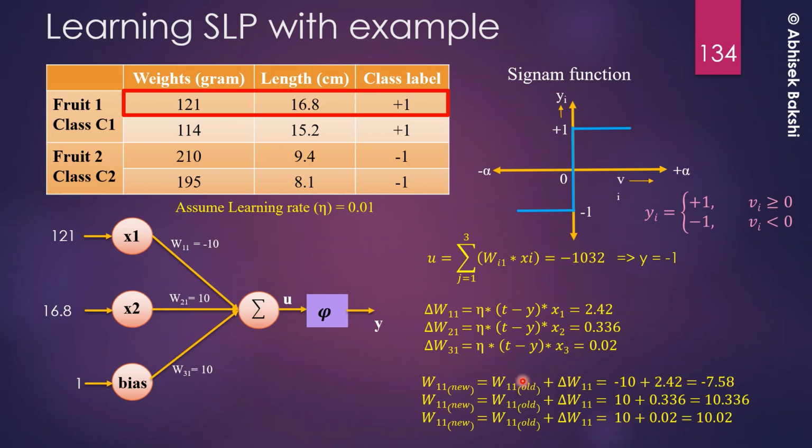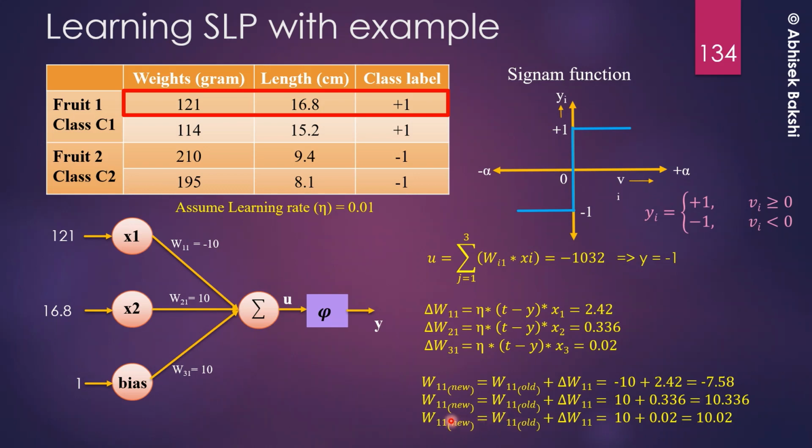So for example, if I consider the W11 part, W11 initially was minus 10. Delta W I got as 2.42. So minus 10 plus 2.42 is minus 7.58. It's a bit decreased.